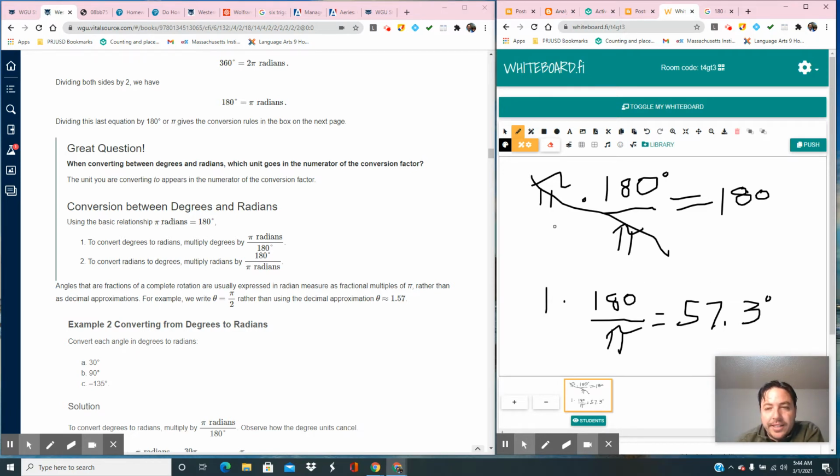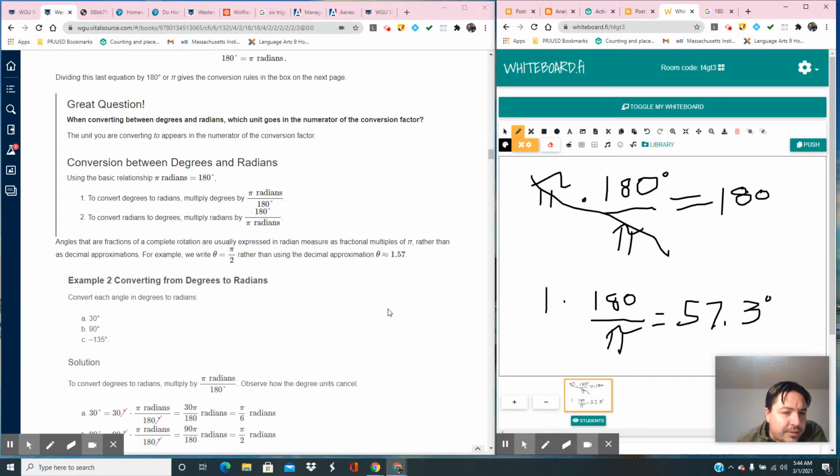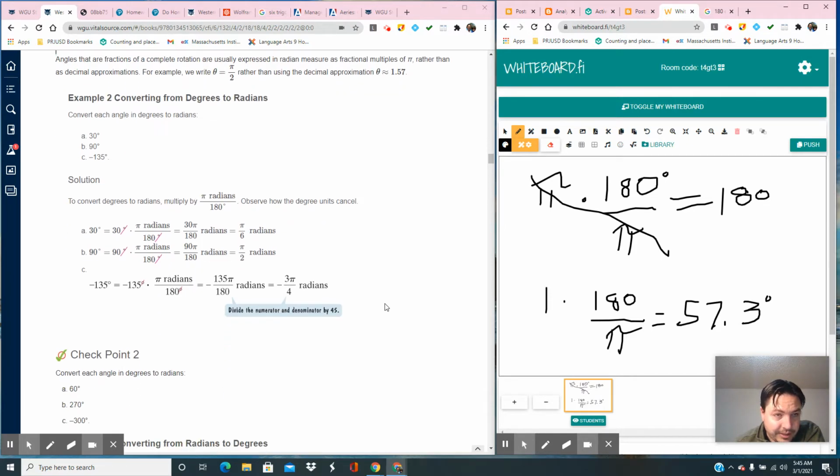See what happens when your radians don't actually come out to pi. That pi has to be calculated to a certain degree and then get an estimate of degrees to whatever decimal point you want. Angles that are fractions of a complete rotation are usually expressed in radian measure as fractional multiples of pi rather than as decimal approximations. For example, we write half of pi rather than the decimal. Good. Very nice. I like that a lot.